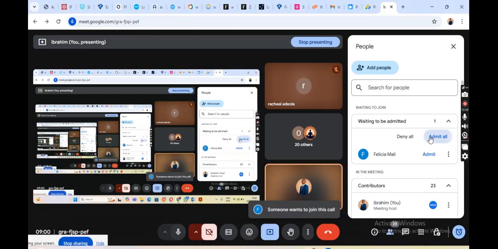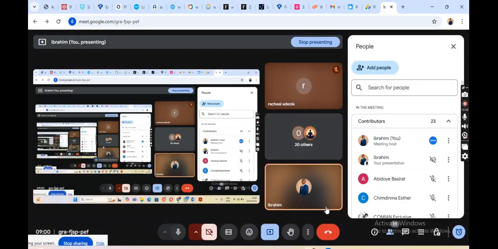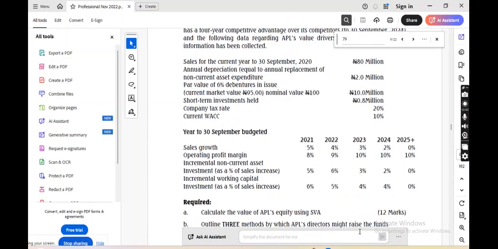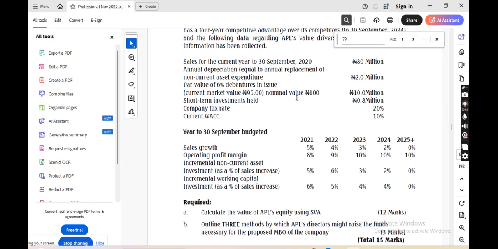You need to unlock the question by calculating the total market value for the firm. Then you remove all your debt. What are the debts? Can you see that the current market value is 95 naira per share? This is the nominal value, and this is the cost, right?